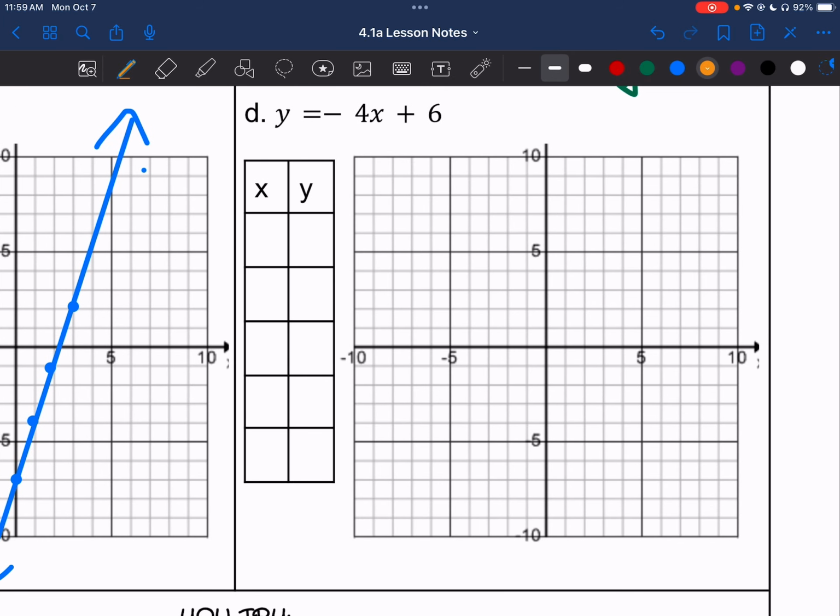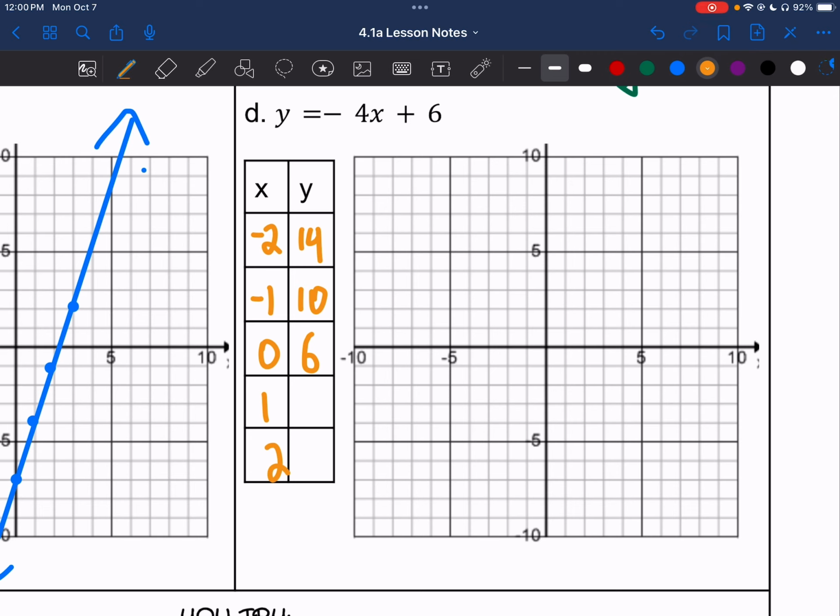Letter D, we have y equals -4x plus 6. I'm going to do the same thing. Start with my same values, -2, -1, 0, 1, and 2. -2 times -4 is +8, plus 6 is 14. -1 times -4 is +4, plus 6 is 10. 0 times -4 is 0, plus 6 is 6.